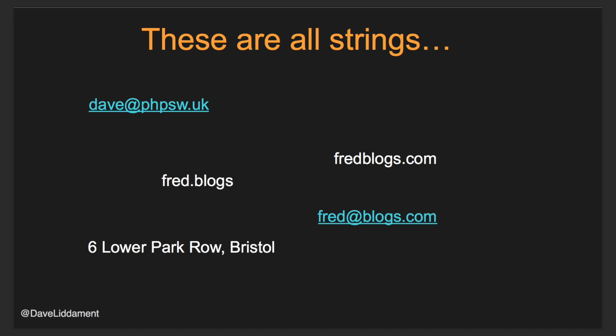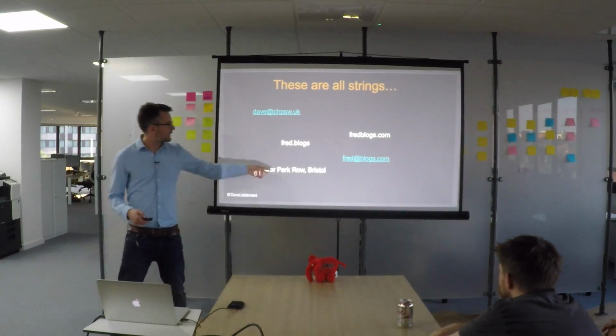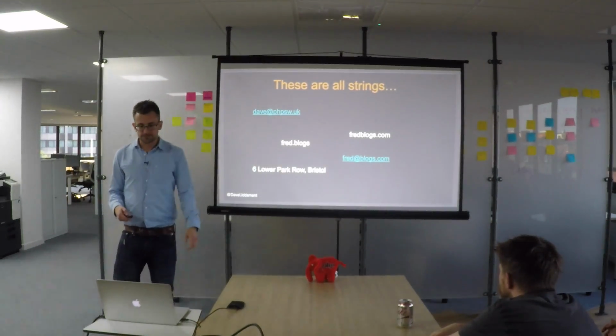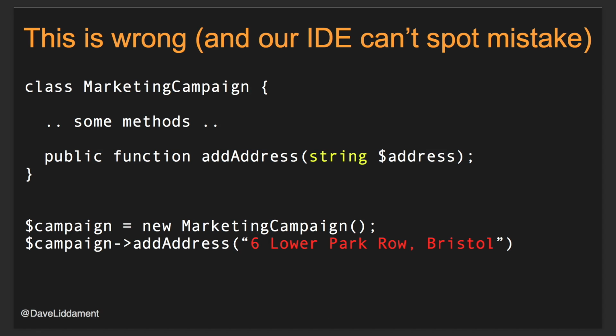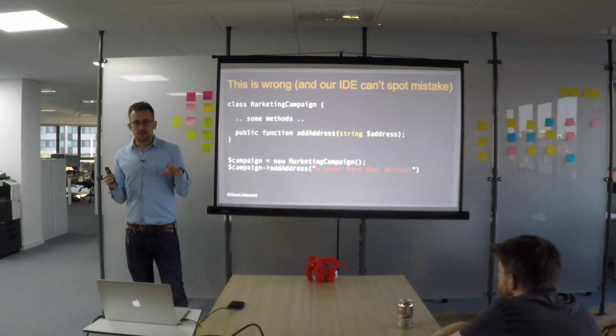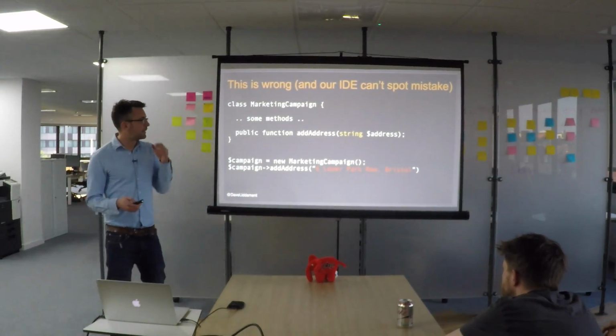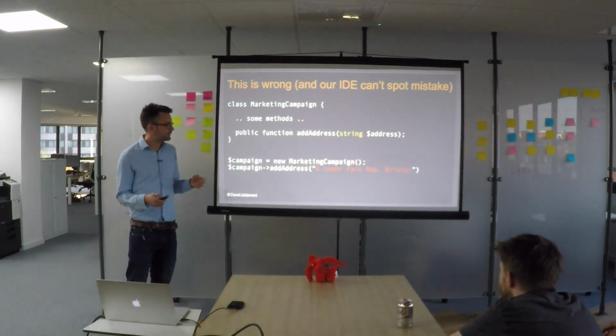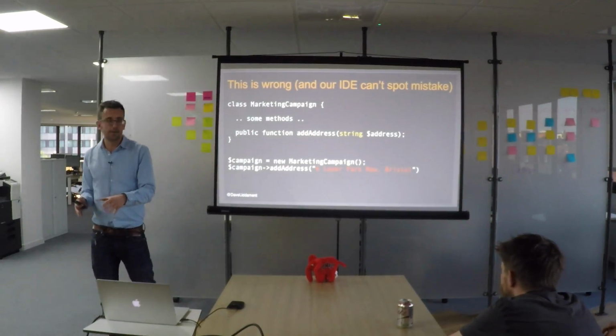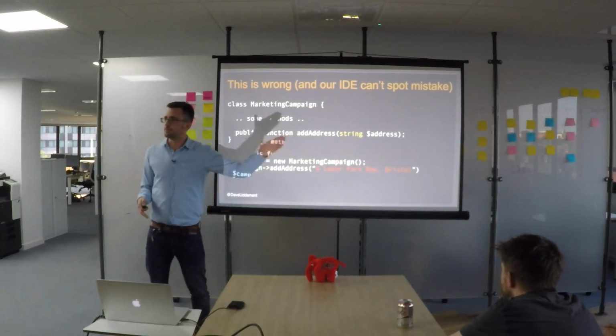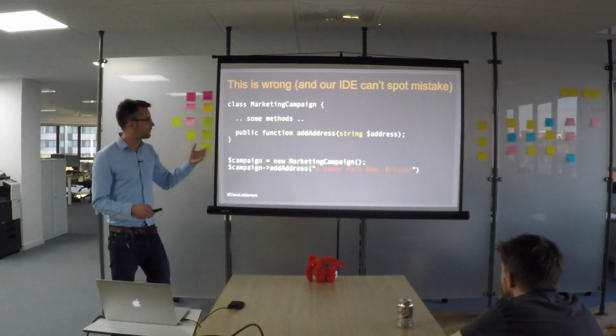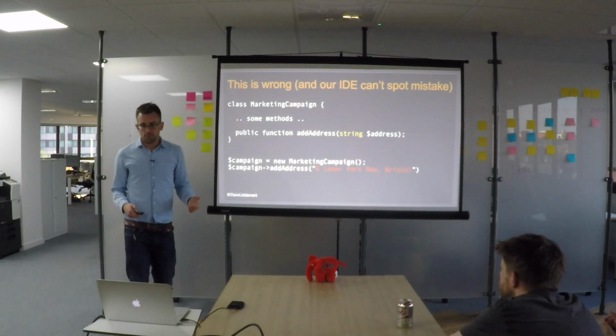But these are all strings, and only two of those, the blue ones, are actual valid email addresses. And actually that's an address as well. That's our office, my office. So this code is clearly wrong. We are trying to add email addresses, but we've actually put in a postal address. But our IDE can't spot the mistake, and maybe nor can we. Now, we could do things here to improve the code. We could explicitly make that add email address, which is something, if I saw this in code review, I'd probably say. But we can be even more explicit than this.